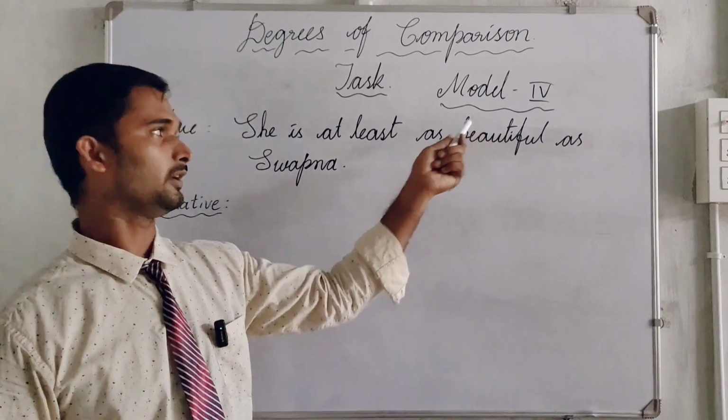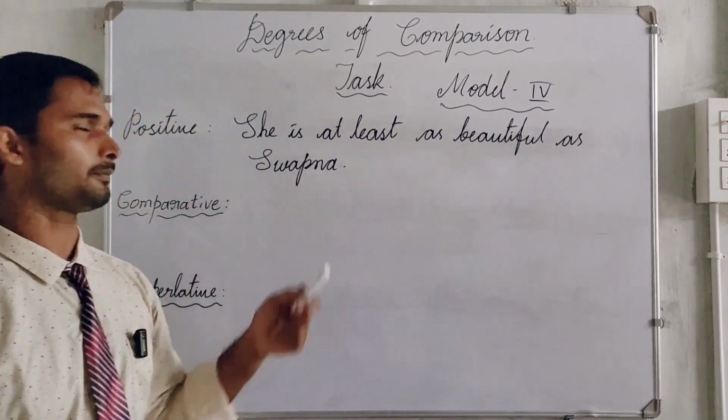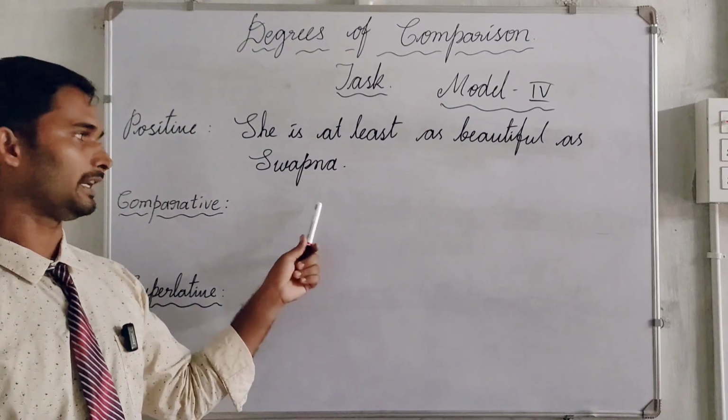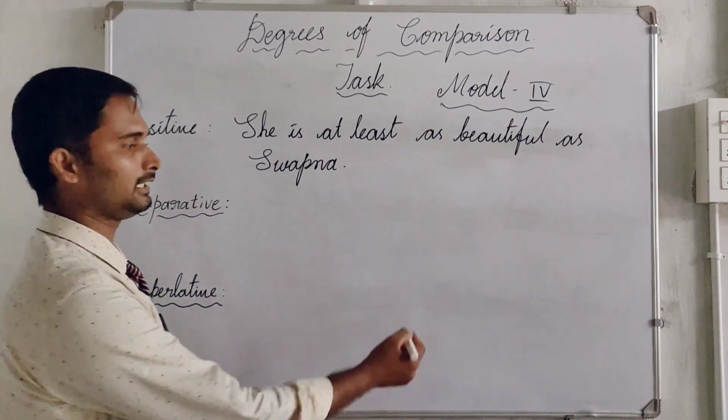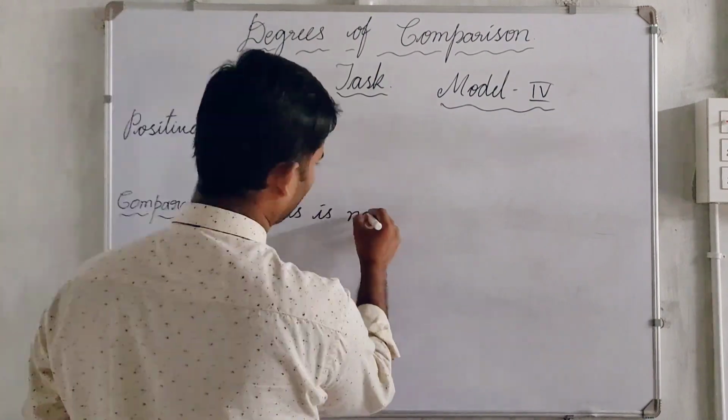Here is a task for you. Model 4, positive form: She is at least as beautiful as Swapna. Can you get the comparative form of it? As it doesn't have the superlative form. Answer it in the comment box.